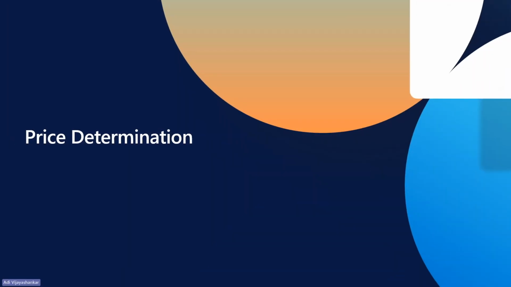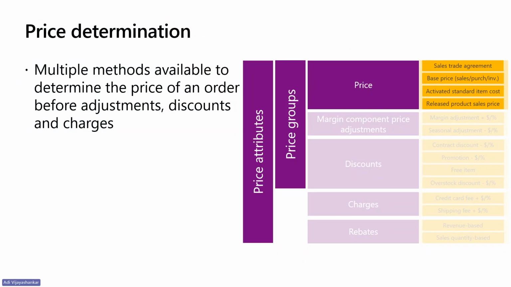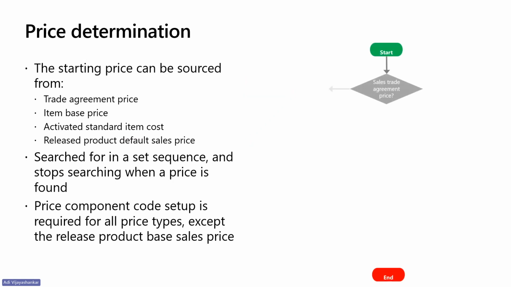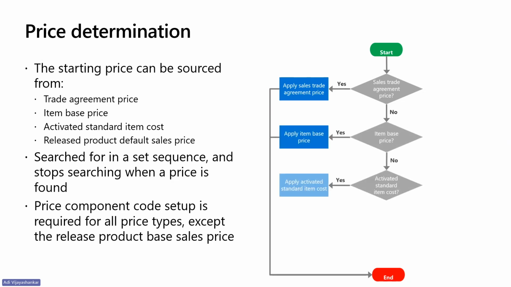Okay, let's hand over to Yuki now for price determination. Thanks, Liam. Hello, everyone. Now let's look into some of the key concepts in price determination. The first step in the price calculation process is to determine the price of an item before any adjustments, discounts, or charges. The price can be derived from multiple sources, such as the sales price on a trade agreement, calculated as an item-based price, the activated standard item cost, or the base sales price of the released product.